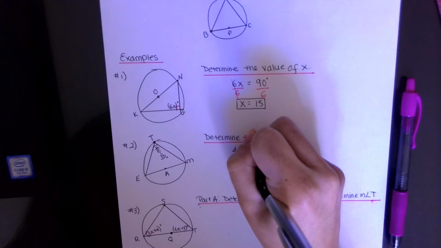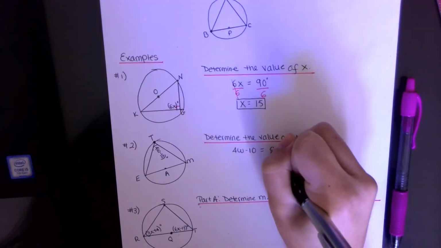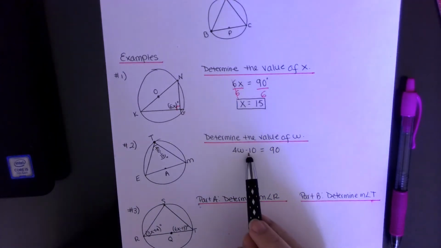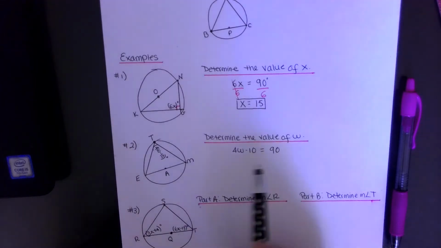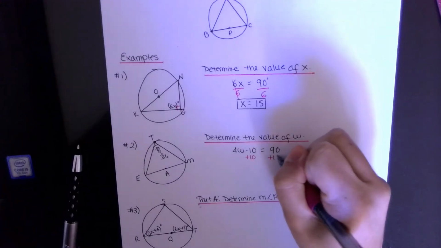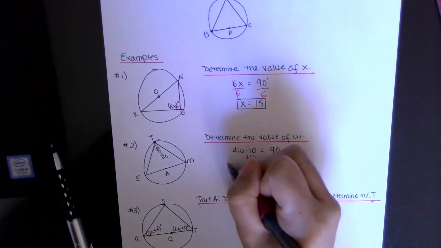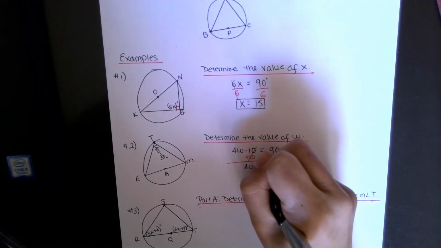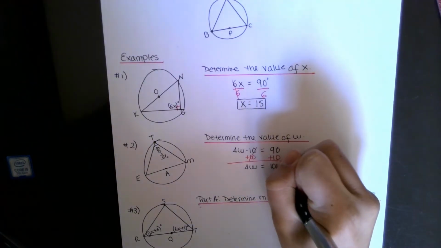So 4W minus 10 has to equal 90. So this is your 2-step equation. Always take care of addition or subtraction first. I have a negative 10. So I do the opposite on both sides, which means I'm going to add 10 to both sides. So that cancels out. You're going to have 4W equals 100.